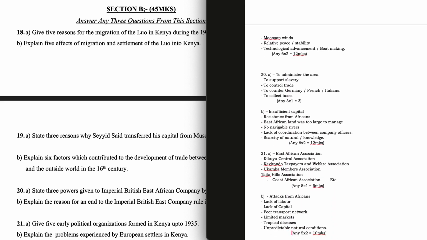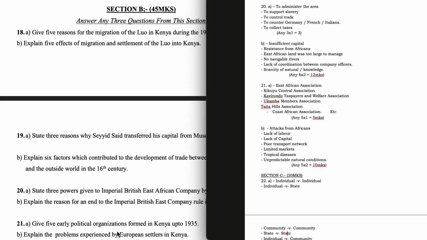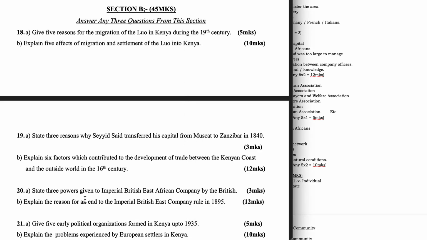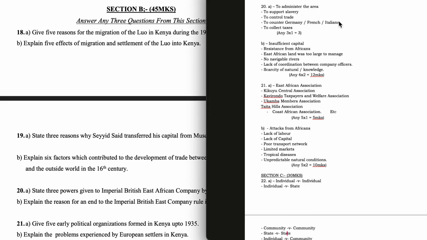Question 20. State 3 powers given to the Imperial British East African Company by the British. To administer the area, to support slavery, to control trade, to counter Germans or French or Italians, to collect taxes.